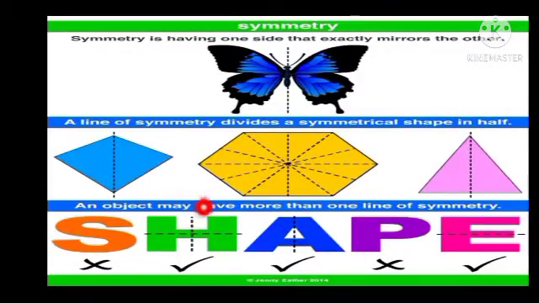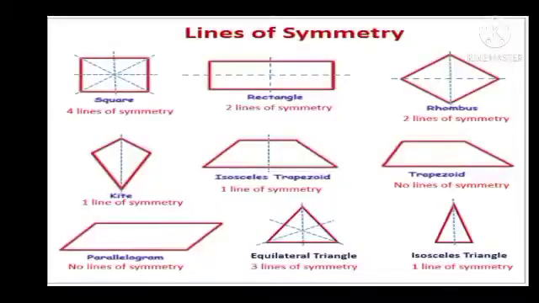An object may have more than one line of symmetry. A square has 4 lines of symmetry, a rectangle has 2 lines of symmetry, and a rhombus has 2 lines of symmetry. A kite has 1 line of symmetry. An isosceles trapezoid has 1 line of symmetry, and a trapezoid has no lines of symmetry because it cannot be divided into two equal halves. A parallelogram also has no lines of symmetry, an equilateral triangle has 3 lines of symmetry, and an isosceles triangle has 1 line of symmetry.